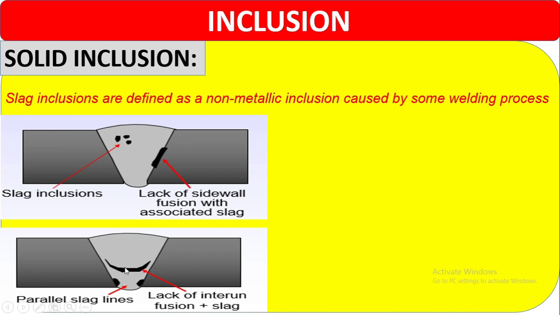It means you have finished this run, the previous run is completed, after that this area is not properly cleaned, and they just started another run, so it is not cleaned, that's why the slag is there already. So lack of internal fusion plus slag means internal fusion is not there, and slag is generated. That is called lack of internal fusion plus slag.